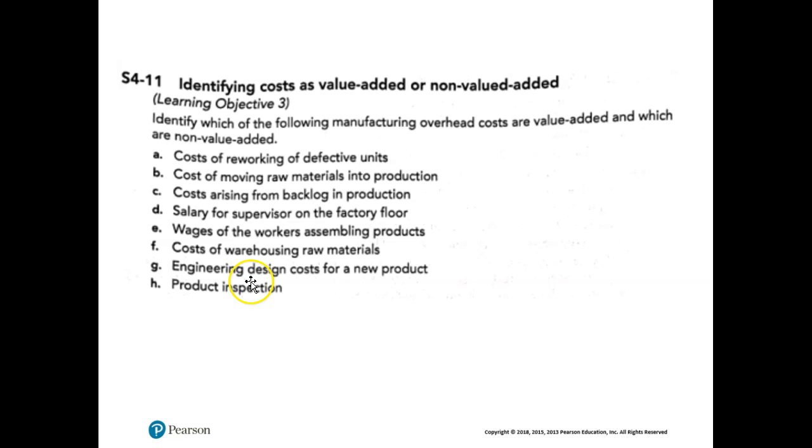Okay, engineering design costs for a new product, that adds value. Product inspection also adds value. Does it or does it not? I don't think it does. It depends on how you look at it, because for a purchaser, if you know it's been inspected and it does what you want it to do, but in fact the product should do what it's supposed to do. So I'm going to go with non-value added on H. I'll check it out and let you know.